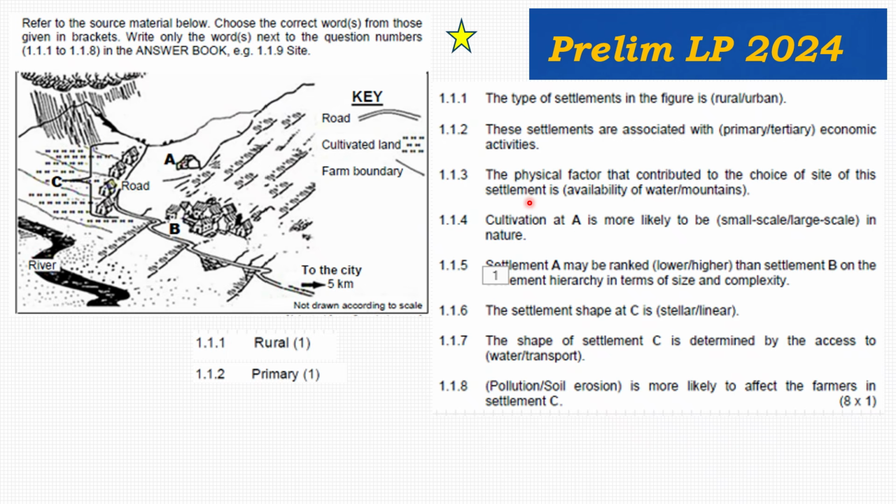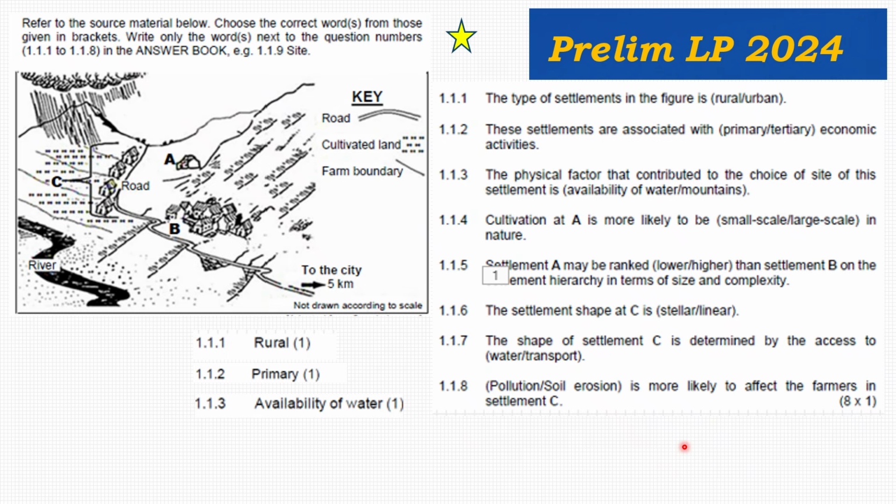The physical factor that contributes to the choice of site. Choice of what? Site of this settlement, right? If you still remember our factors influencing site, right? Water was one of them, right? We had water being one of those, a very important site factor, right? We said where water is scarce, there's going to be a nucleation of settlements because they want an area where there is some water. But where water is too much, there's going to be dispersed settlement because water will be everywhere, right? So here the answer has to be availability of water, right? That's a site factor.